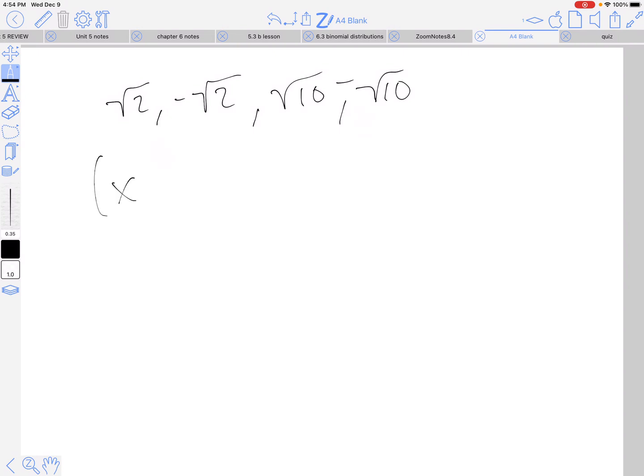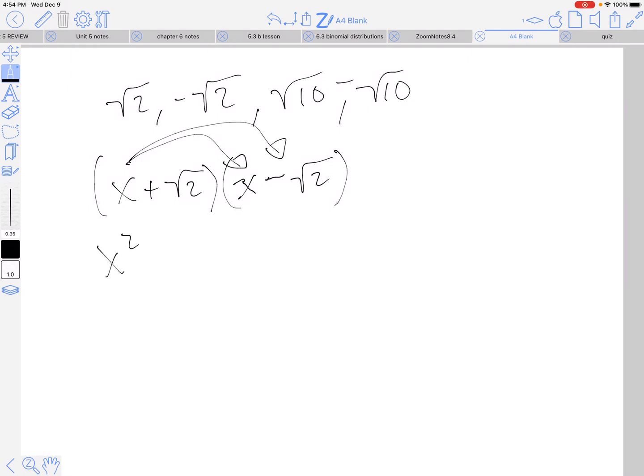All right, so what we do now is we're going to have to multiply these, and always, always, always multiply the pairs. They're called conjugates, so always multiply those together. And you're going to notice something real nice: the middle term will always cancel out.